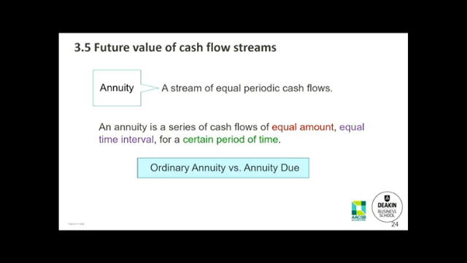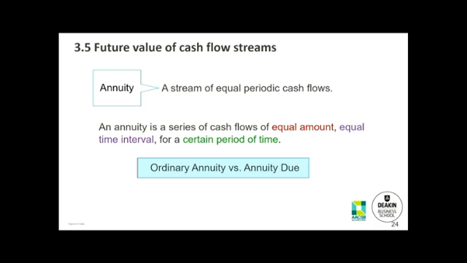Equal periodical cash flow: an equal amount of cash flow, $10, and the same time interval. Do you agree? This is an annuity. For example, today is time 0. Year 1, $10. Year 2, $10. Year 3, $10. Year 4, year 5, year 6, year 7, till year 10, all $10. This is an annuity. Equal amount of cash flow, equal time interval. Am I right? It is an annuity.